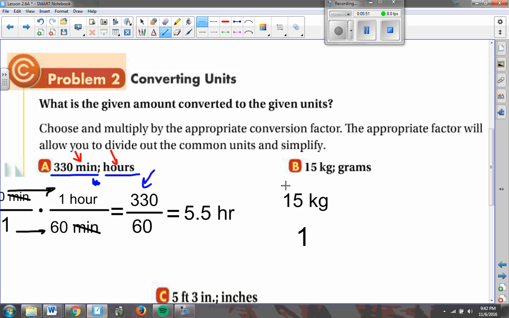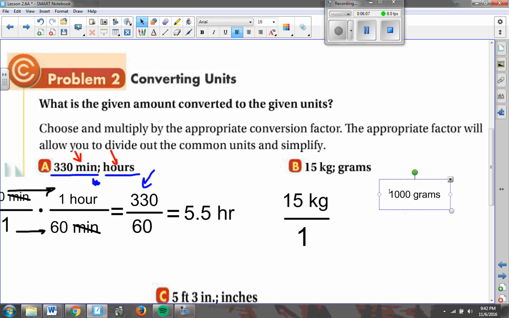15 kilograms over 1, and now I'm going to convert it into grams. Well, the question again for us is how many kilograms in a gram or grams in a kilogram? Using either your student planner or the table in the back of your book, we should find out that there are 1,000 grams in every 1 kilogram. Okay?